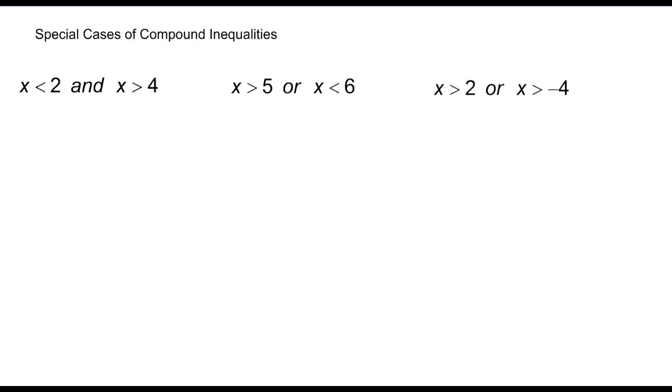So here are some special cases for compound inequalities. If I have x is less than 2, here's 2, less than moving this way. X is greater than 4, 4 going this way. And I have an and, there's no overlap or intersection, so there's no solution here.